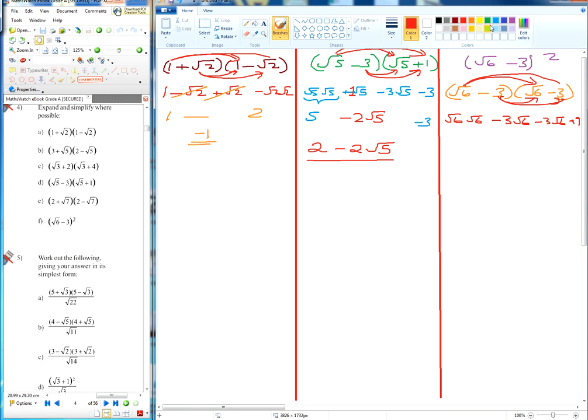Now, when we do root 6 times by root 6, any root times by itself will give you the number inside. Minus 3 root 6 and minus 3 root 6, unlike what most students think, it doesn't give you nothing. It gives you minus 6 root 6. Okay, now the 6 and the 9 will simplify and give us what? 15. And we finish that question.